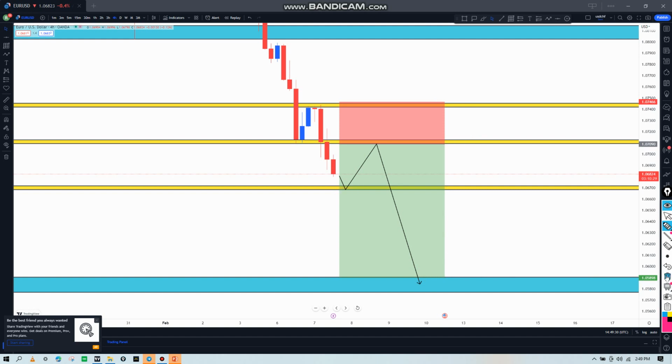Alright, so there's only one thing that can make this setup invalid. That's if price continuously makes a move all the way to the downside and then doesn't come back for exhaustion over here for us to pick a sell to the downside. This setup becomes invalid because the risk to reward ratio will no longer be optimum. Alright, so that's it for EURUSD.